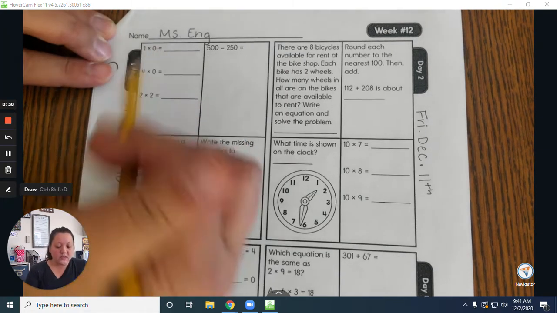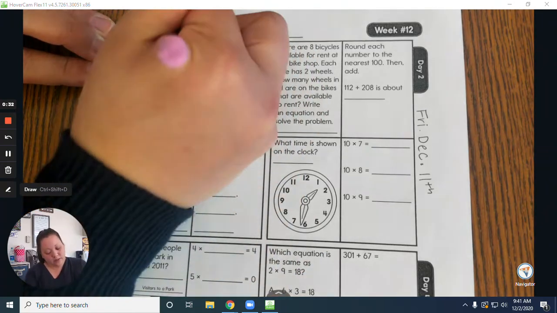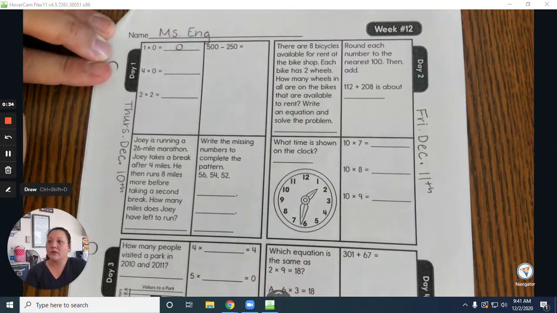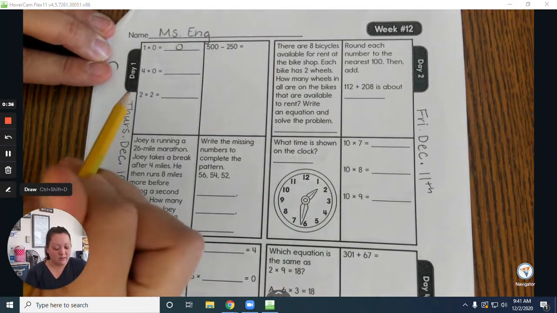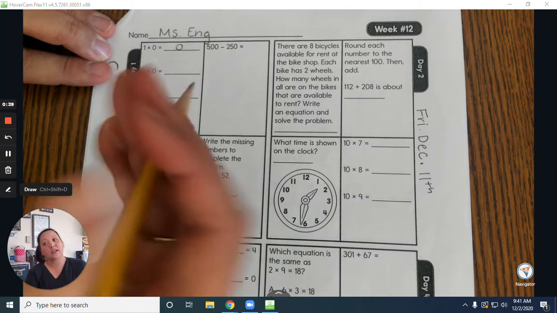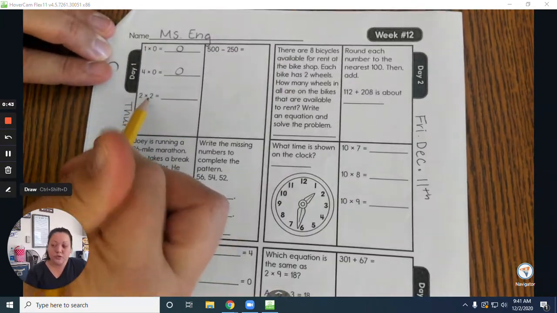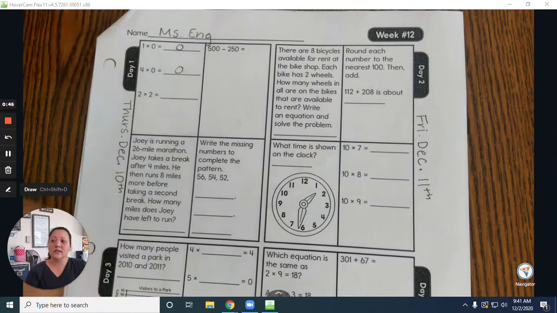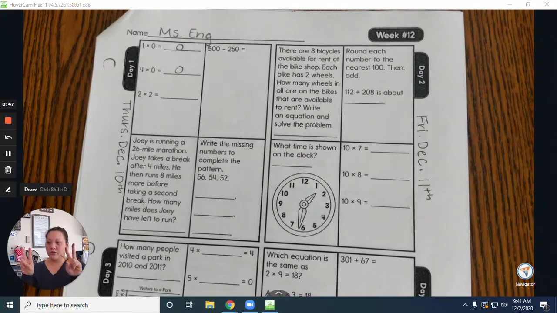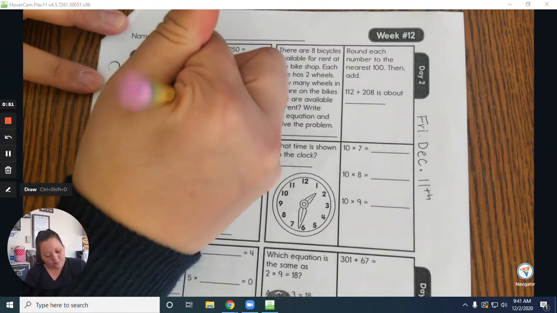Okay, 1 times 0. Anything times 0 is always 0. Hopefully that was an easy one for you. And same question, 4 times 0. Anything that is times 0 is always 0. Now 2 times 2. This is 2 groups of 2. So here are my 2 groups, and 2 groups of 2 equal 4.